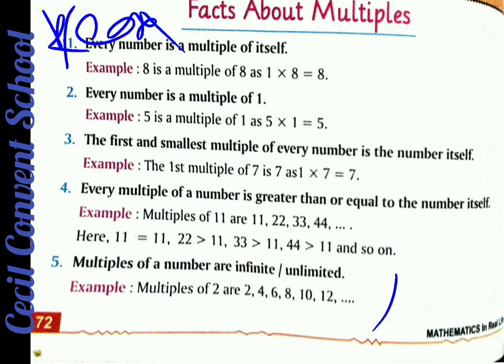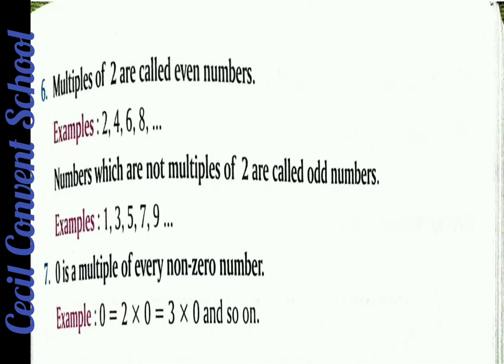Clear? Multiples of a number are infinite and unlimited. Infinite and unlimited mean the same thing. Clear? Means we have an infinite number of multiples. Clear, students? So you have to underline these points in the book only. And points 6 and 7 are also given on page number 73. These points also you have to underline.